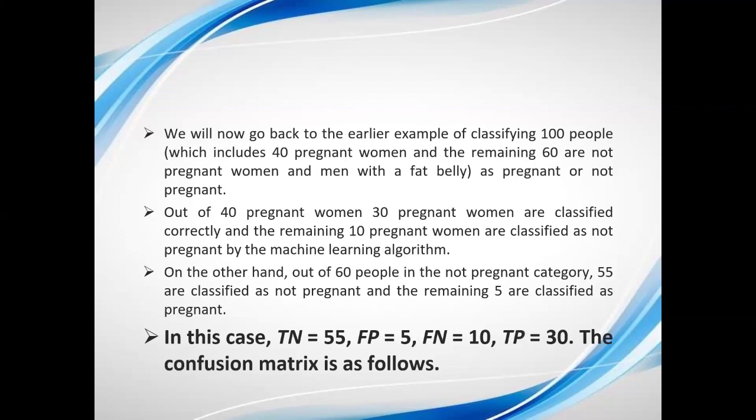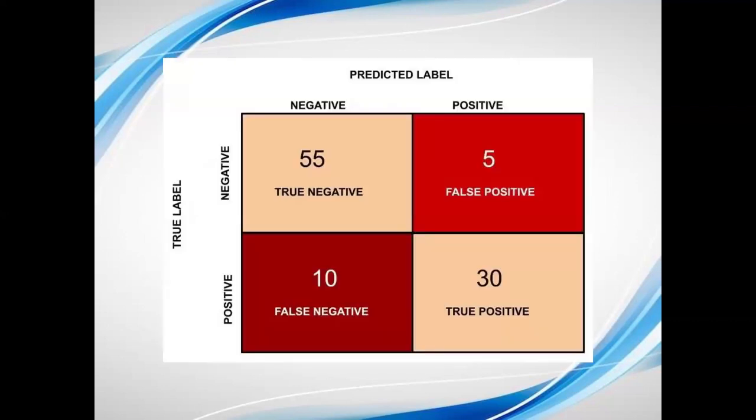Similarly, of the 60 people who are not pregnant, the machine identifies 55 correctly, so true negative is 55. The machine wrongly identifies 5, so false positive is 5. So this is the confusion matrix. Please see it carefully in this diagonal shape: the person is not pregnant and the system also correctly identifies not pregnant; the person is pregnant and the system correctly identifies pregnant. In these 2 stages the system works fine, but in these 2 stages the system wrongly identified.